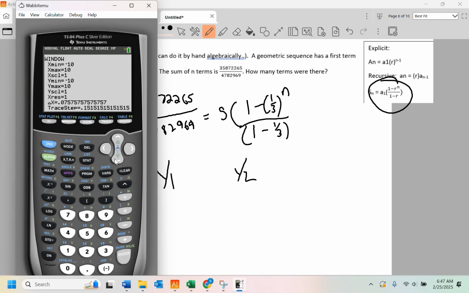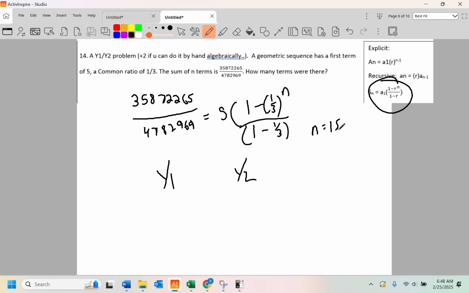So let's go out to 50 on X max. Yeah, 50 did it because you can see it crossing now. Second, trace 5. Try this again. Enter, enter, enter. 15 terms. So n is 15.